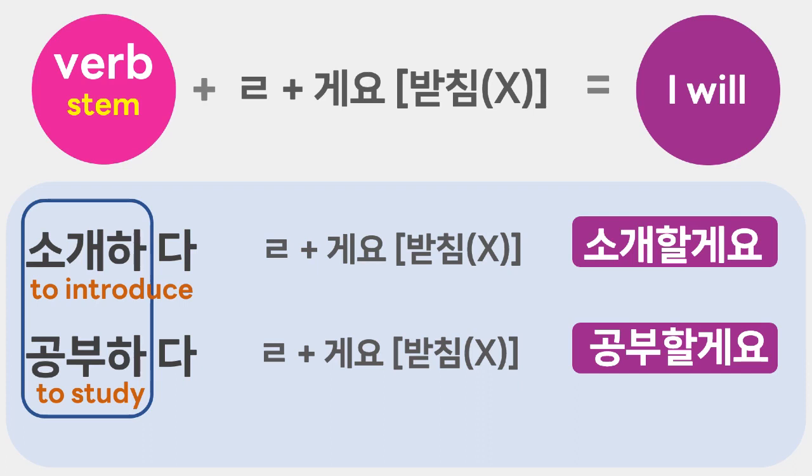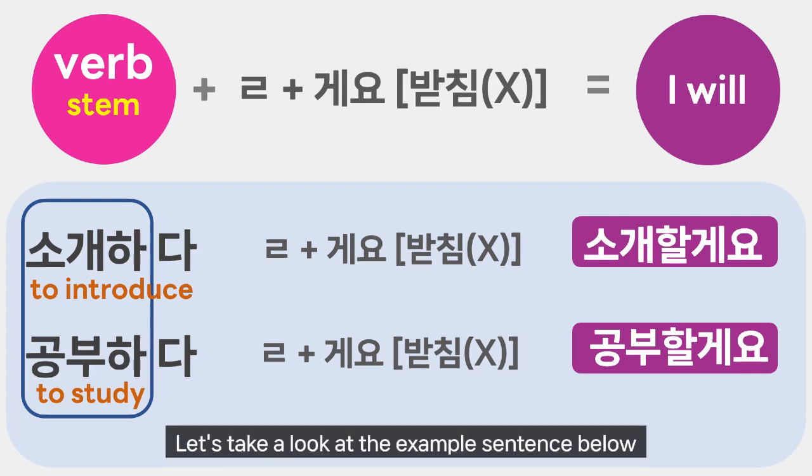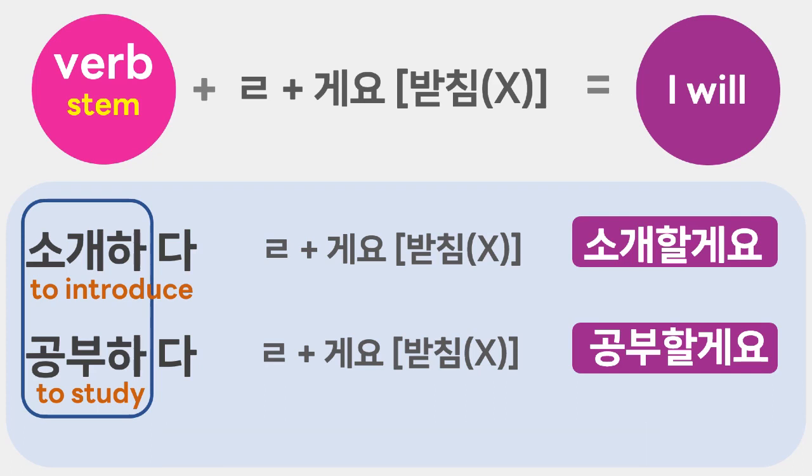When you add the consonant 리을 and the ending 게요 to the verb stem, it becomes equivalent to the future tense marker "will" in English. Let's take a look at the example sentence below. 소개하다, To introduce. 소개할게요.